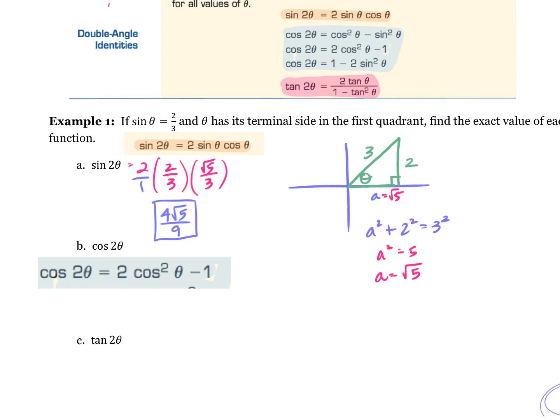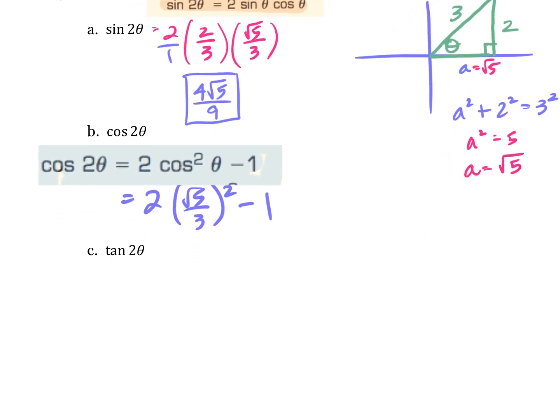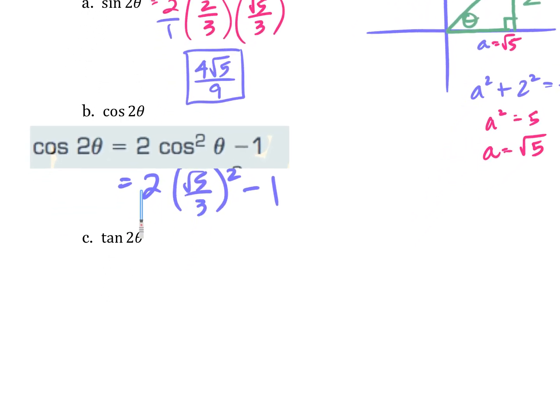Cosine of 2 theta: we're going to say 2 times the cosine of theta, we've got to square that, then minus 1. The cosine of theta, I've got to go find it, then square it. Here, we're going to use this again. Cosine of theta was how much? Adjacent over hypotenuse, which was root 5 over 3. You regret it? I don't blame you. But don't be scared. We've got this.